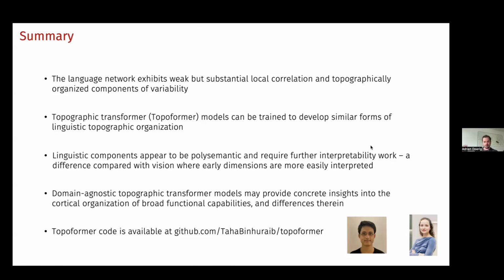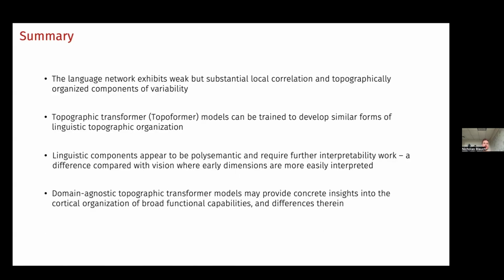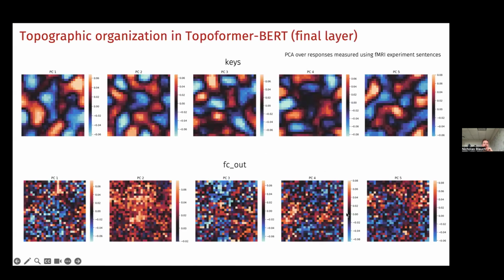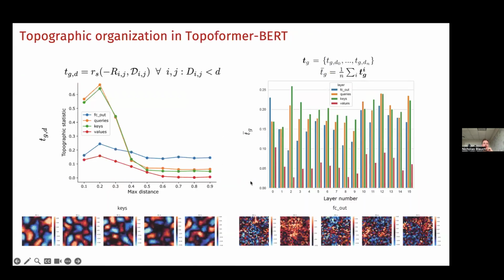I'll ask a question with my voice. I'm not sure I understood: your model has just one layer, and that's it? No, this model has 16 layers, the BERT model does. As far as visualizations are concerned, I just showed you the last layer here, but here we quantified organization across all the layers. So you see topography in every layer.